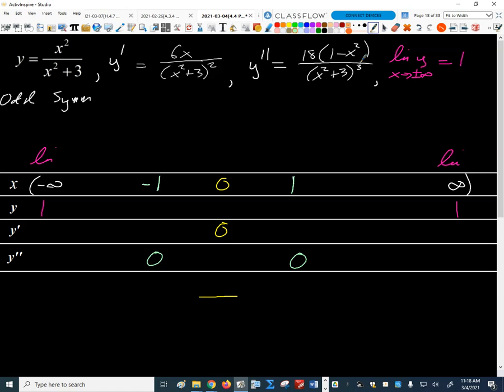If I plug 0 into my second derivative, you guys tell me in chat, please: is y double prime positive or negative? Just type in a plus or a minus.